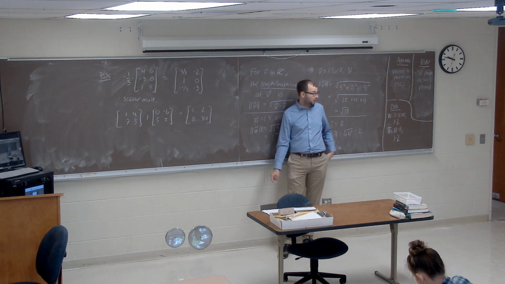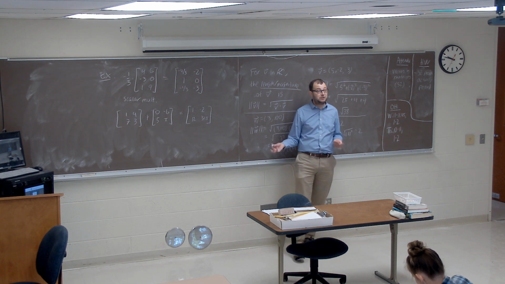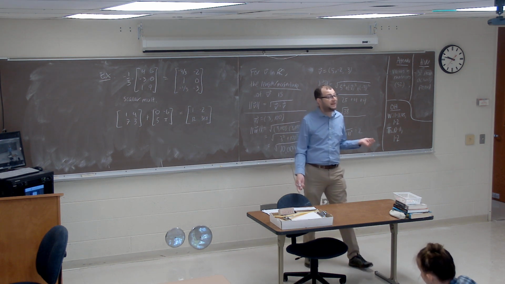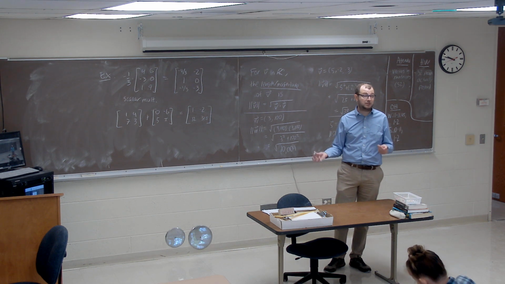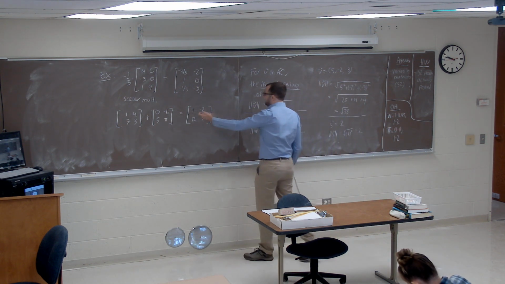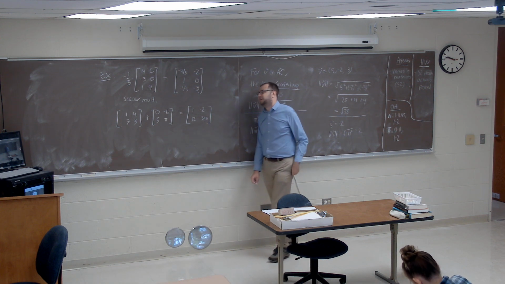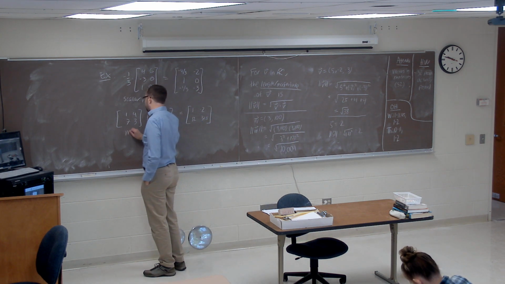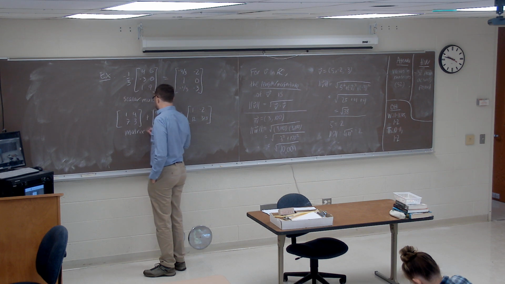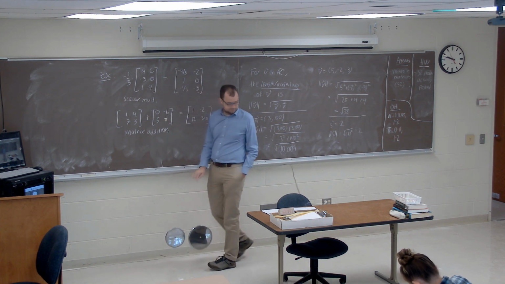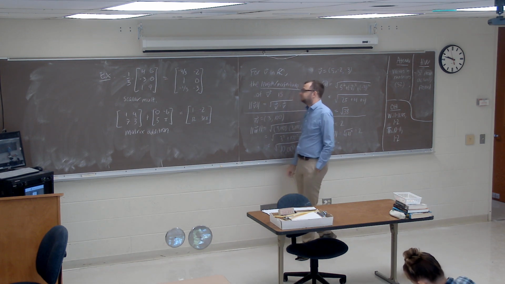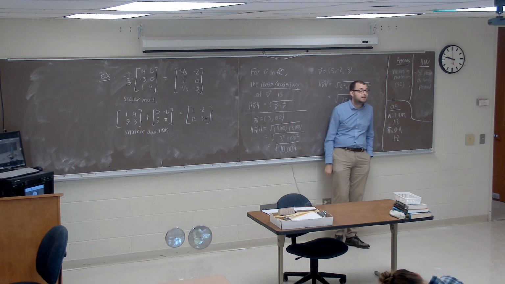But the moral of the story is, if you want to add two matrices together like this, just like with vector addition, you just add the corresponding components together. You add the top left entries, top right entries, etc., and that'll give you matrix addition. Questions, comments, concerns?